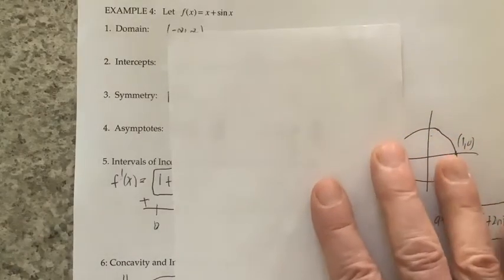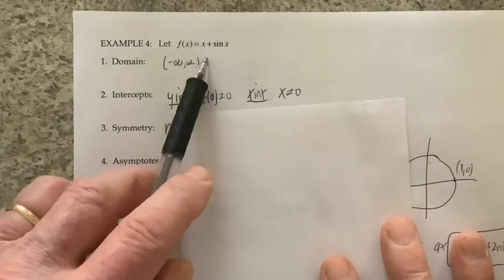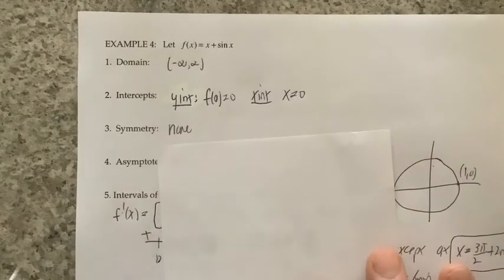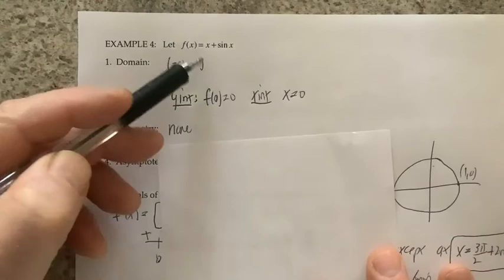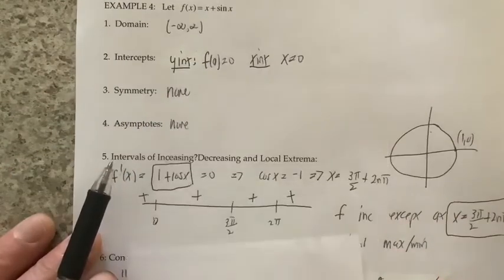Okay, this one really isn't that bad. Its domain is all real numbers. The only place where this is 0 is when x is 0. That's a y-intercept and an x-intercept. No symmetry, it's not periodic. It turns out it's kind of like periodic, but this is not going to make it periodic because it doesn't repeat. No asymptotes. The derivative is pretty easy.